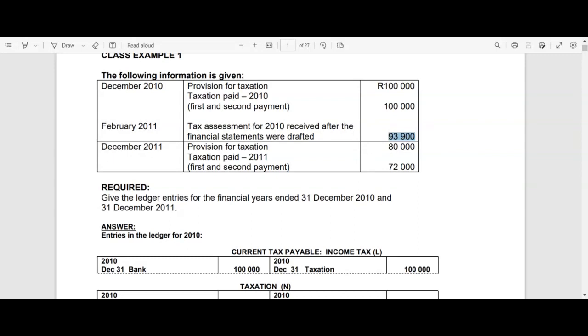I don't know whether I've said the same figure twice now, let me start again. The difference between the 100,000 that we have paid and the 93,900 rands that we needed to pay, that difference of 6,100 rands, SARS will refund to us.